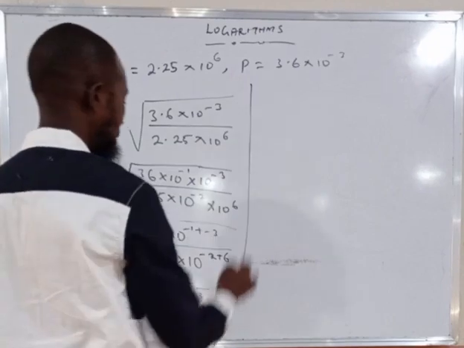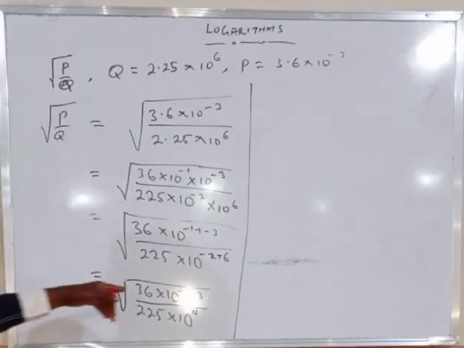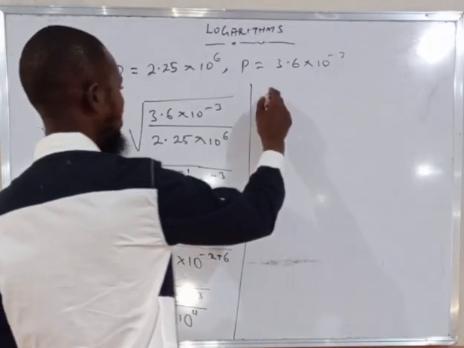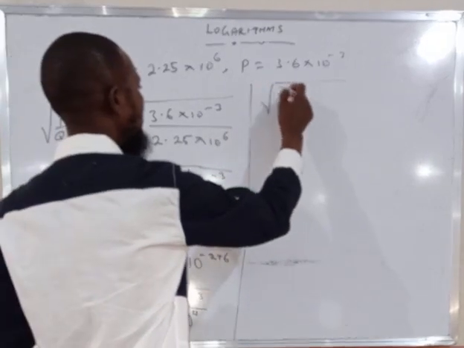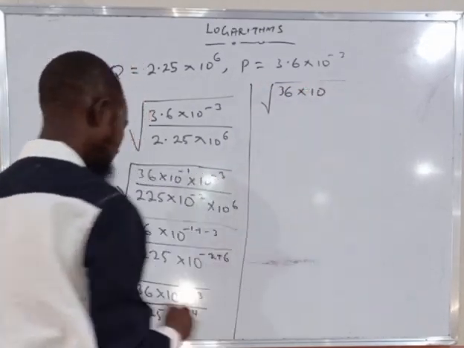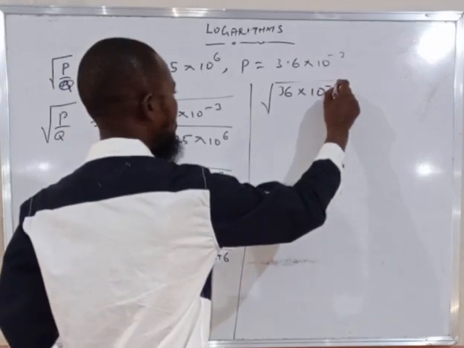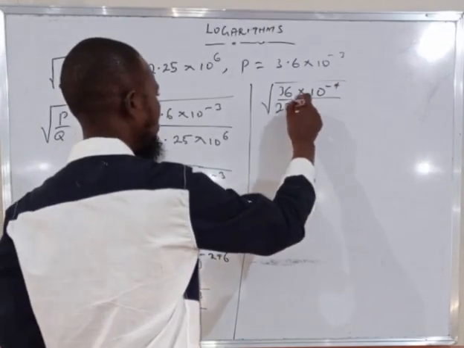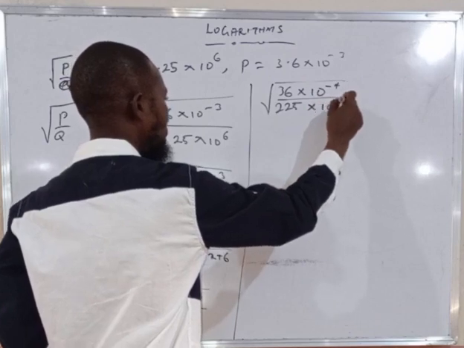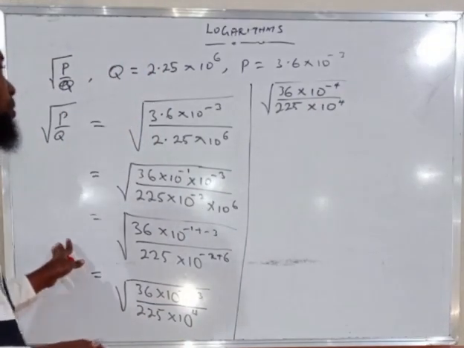So let me continue here. Now, okay, let me conclude this. So I can say this is square root of 36 multiplied by 10, right? Raised to the power what? Minus 4 over 225 times 10 raised to the power what? Raised to the power 4.